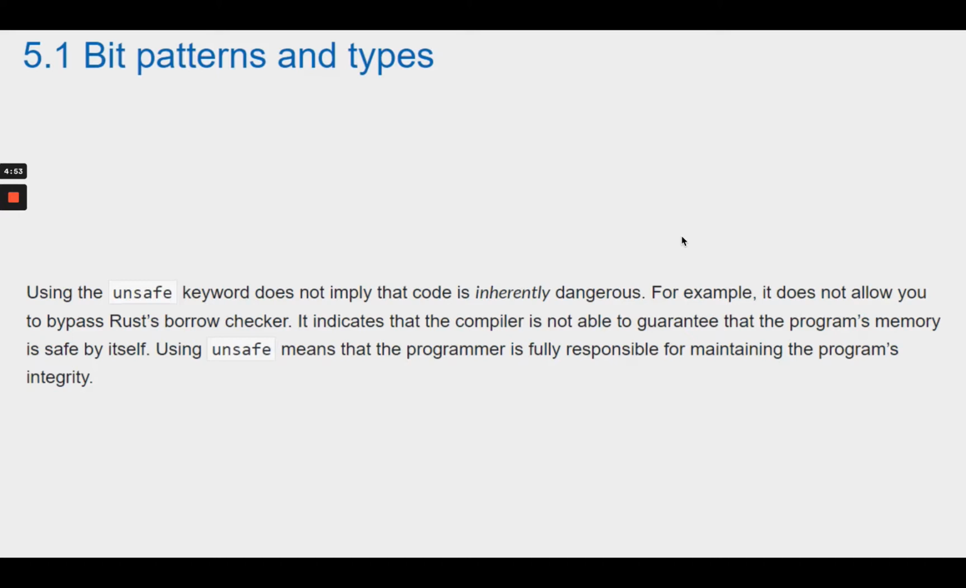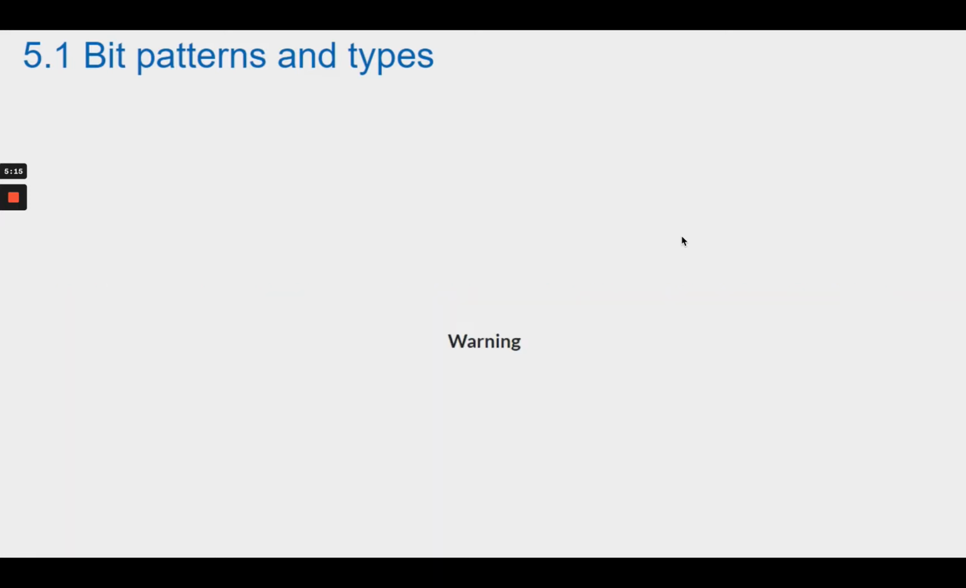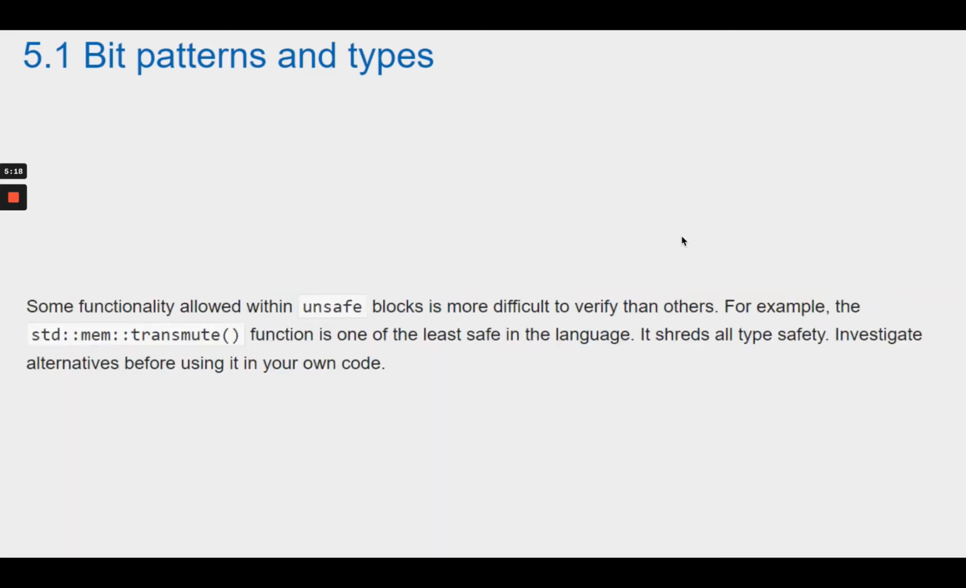Using the unsafe keyword does not imply that the code is inherently dangerous. For example, it does not allow you to bypass Rust's borrow checker. It indicates that the compiler is not able to guarantee that the program's memory is safe by itself. Using unsafe means that the programmer is fully responsible for maintaining the program's integrity. Warning: some functionality allowed within unsafe blocks is more difficult to verify than others. For example, the std::mem::transmute function is one of the least safe in the language. It shreds all type safety.